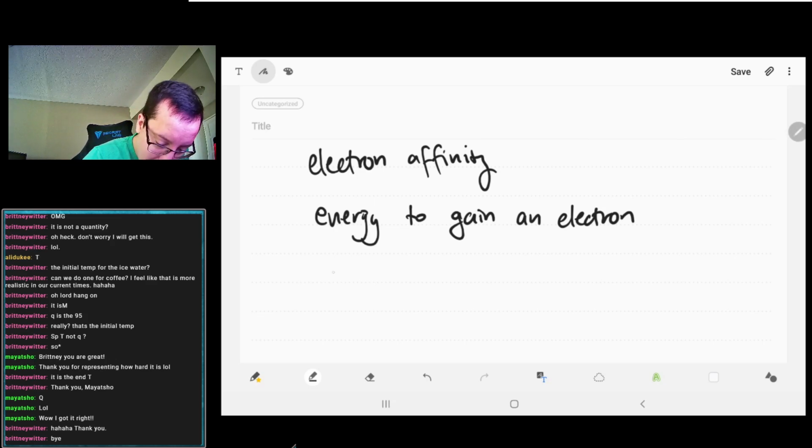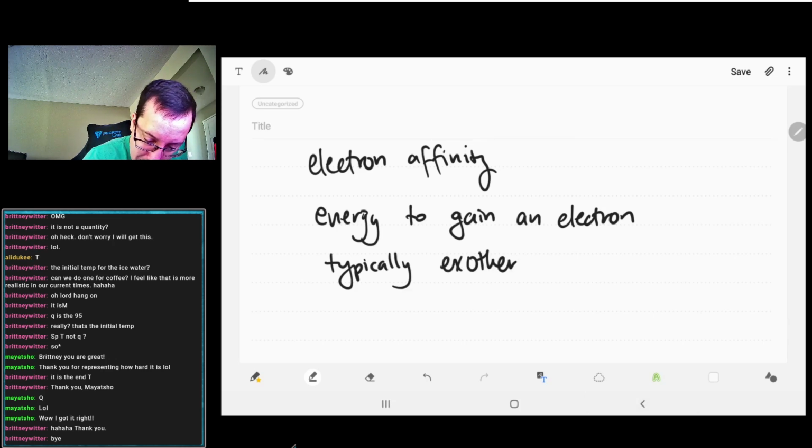And typically, this is exothermic. So we saw that it always takes energy to remove an electron. So ionization energies were typically endothermic. We're going to see that electron affinities are typically exothermic.